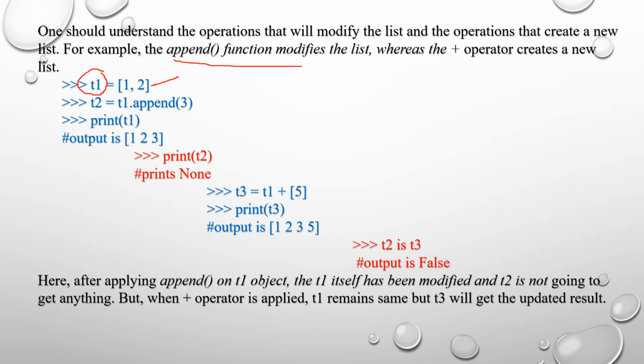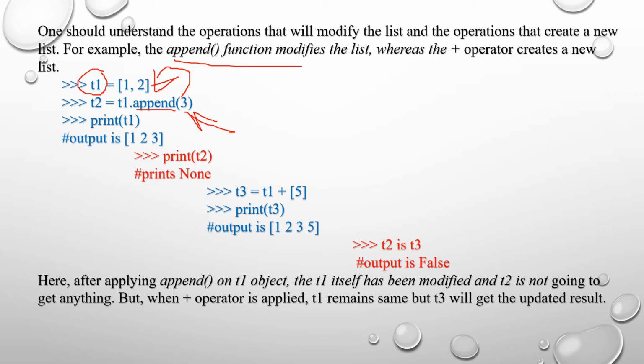After that I declare one more variable, t2 is equal to, I'm calling t1, which is my list variable name. After that I'm invoking the built-in function append. I'm going to append 3, so I'm passing the 3. If you print t1, the Python interpreter will print 1 2 3. So 3 is appended at the end of the list.